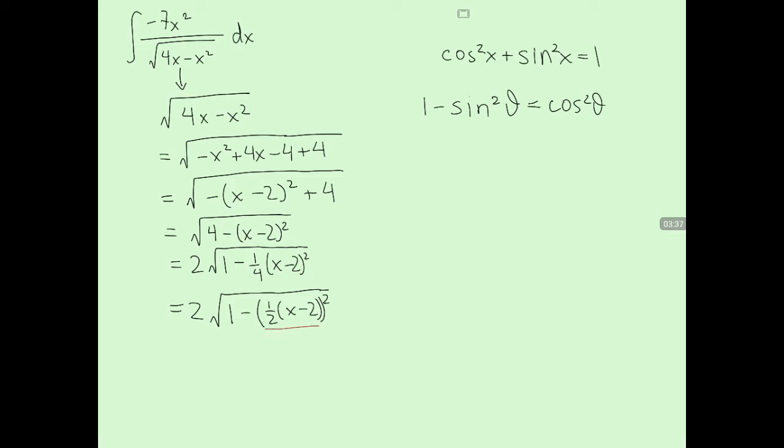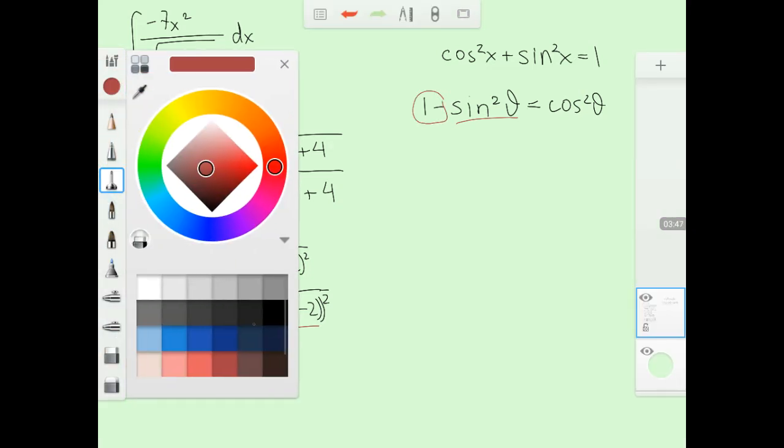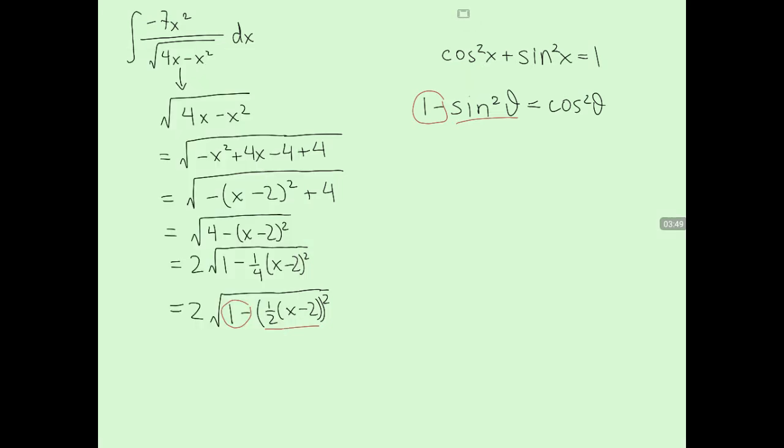We have something squared, 1 minus something squared, 1 minus something squared. As you can see, this is a perfect substitution. So let's do it. We have 1/2 x minus 2 equals sine theta. So now we have our x in terms of theta. Now we can take the derivative of both sides.